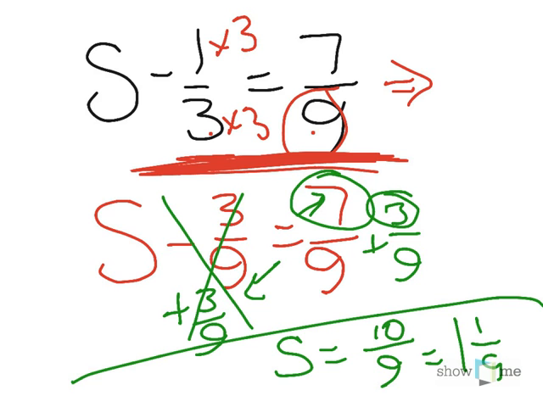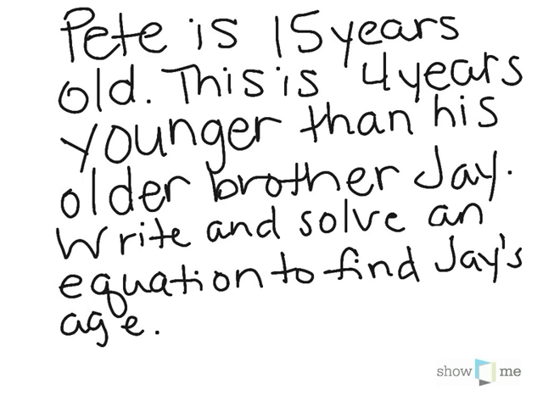Here's a word problem for you. Pete is 15 years old. This is 4 years younger than his older brother, Jay. Write and solve an equation to find Jay's age. When we're dealing with the word problems and equations, what you want to do is kind of figure out what you know and what you don't know. And sometimes even what you don't know is more important than what you do know. So let's look at what we don't know first.